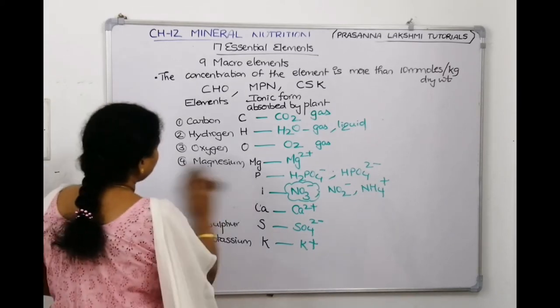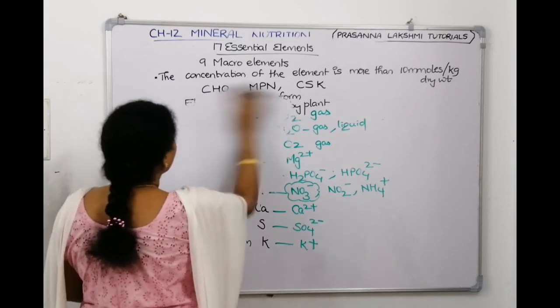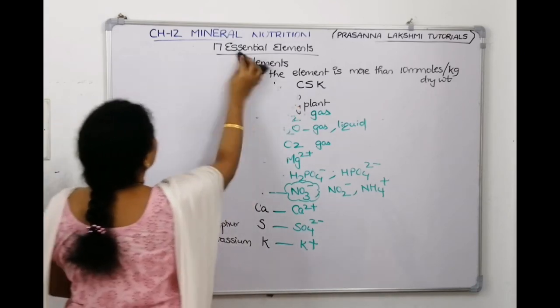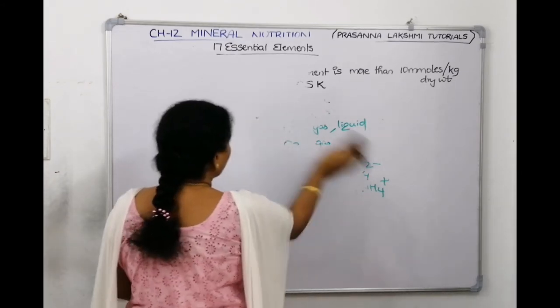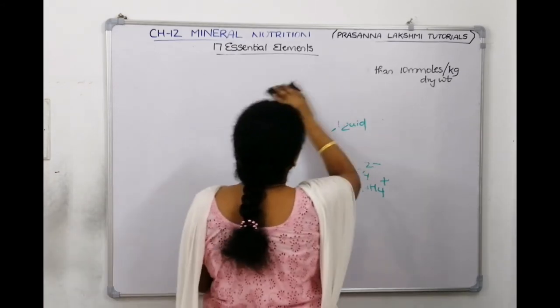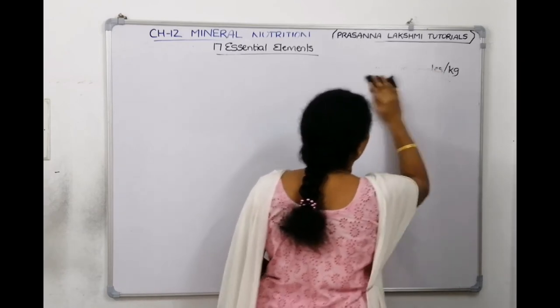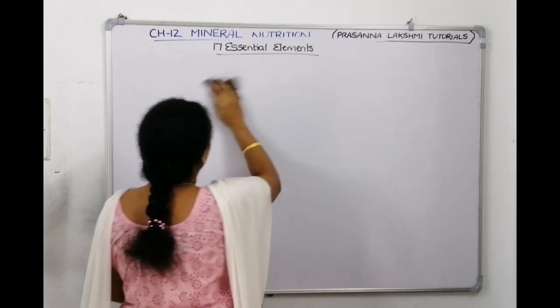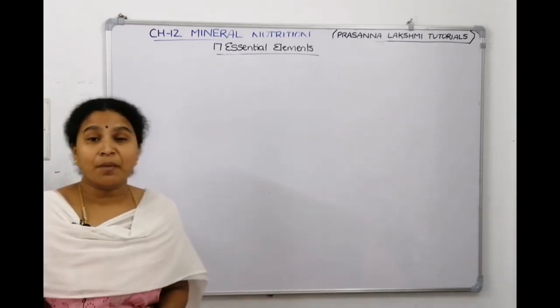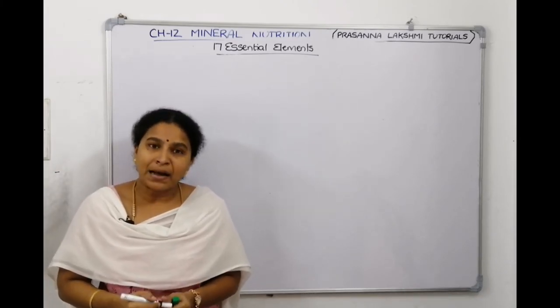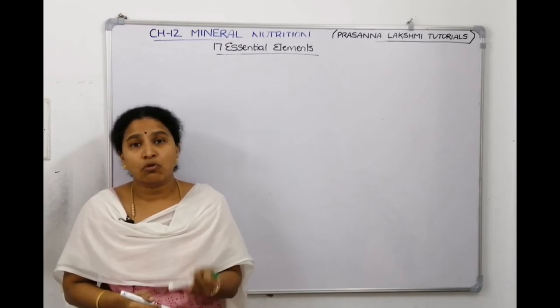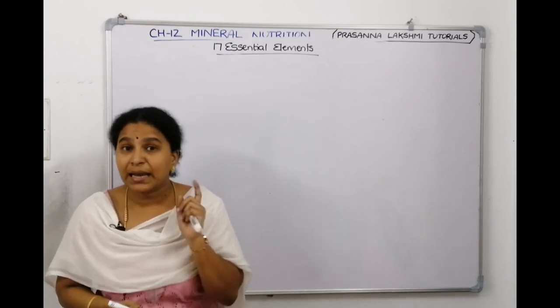Right, now shall we start with CHO? Among the macronutrients, the first 3 elements are CHO, and we are telling that the plant is not absorbing CHO in ionic forms. The plant is absorbing CHO in the gaseous form, right? So that means among the macronutrients, CHO are available in gaseous forms.